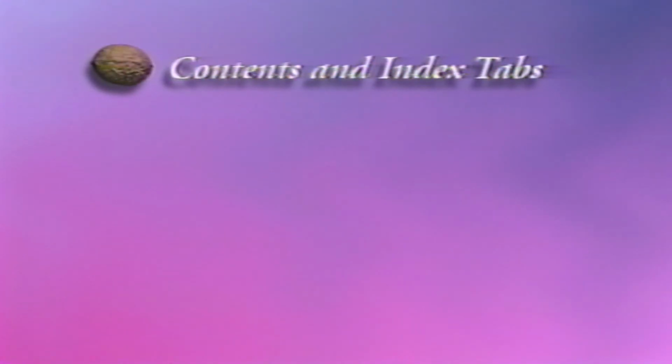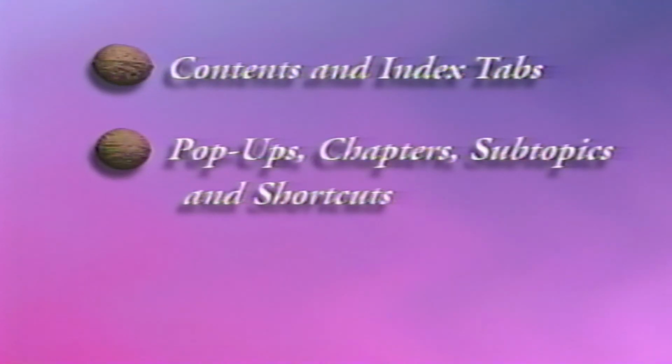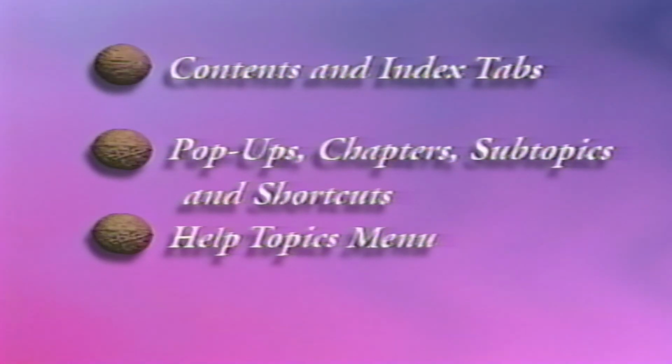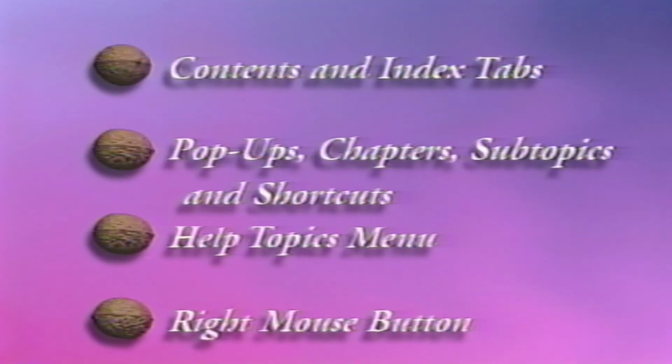In a nutshell, we just saw how easy it is to access and understand help. We learned about the new setup of the contents and index tabs. We found out what pop-ups, chapters, subtopics, and shortcuts are all about. We saw that many applications have their very own Help Topics menu. And we learned how the right mouse button can give us quick, helpful hints about most items in a window. So, when you're down and troubled and you need a helping hand, well, you know what to do.